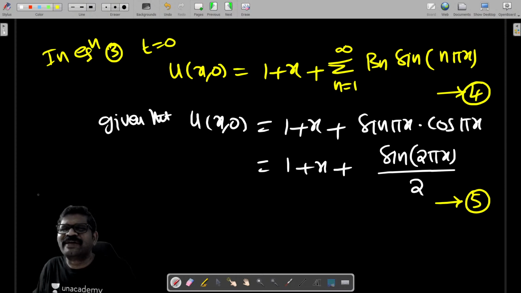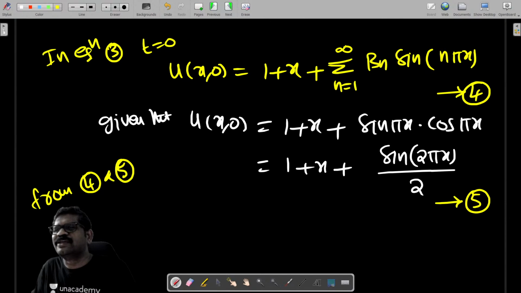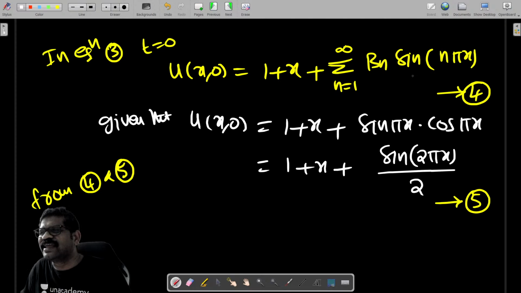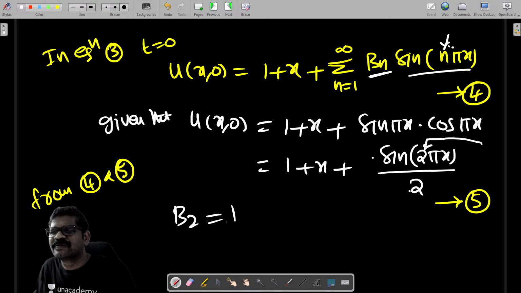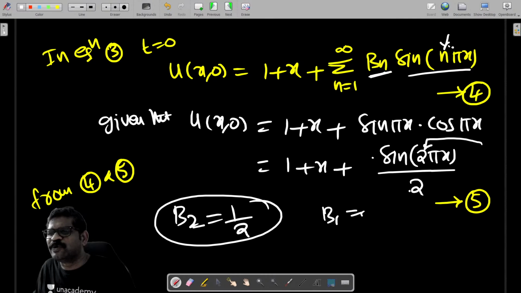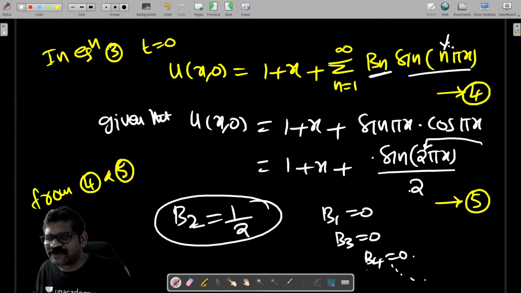Compare 4 and 5. From 4 and 5, you can conclude, observe, sin n pi x you have here, sin 2 pi x you have here. So the n value is 2, so B2 = 1/2. What about B1? 0. B3? 0. B4? 0. Like that.